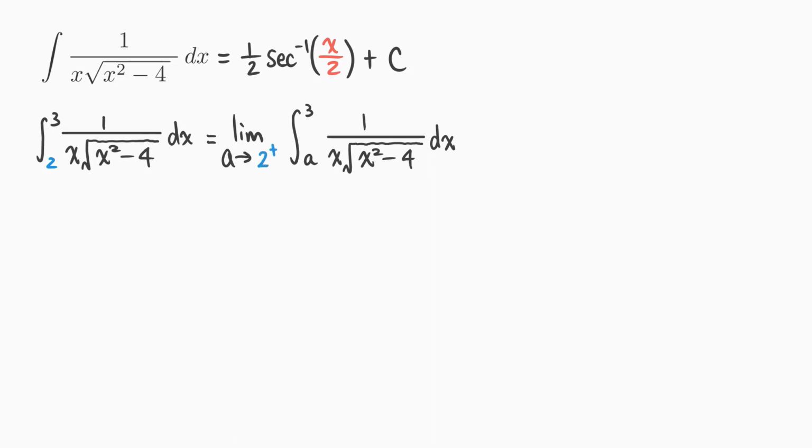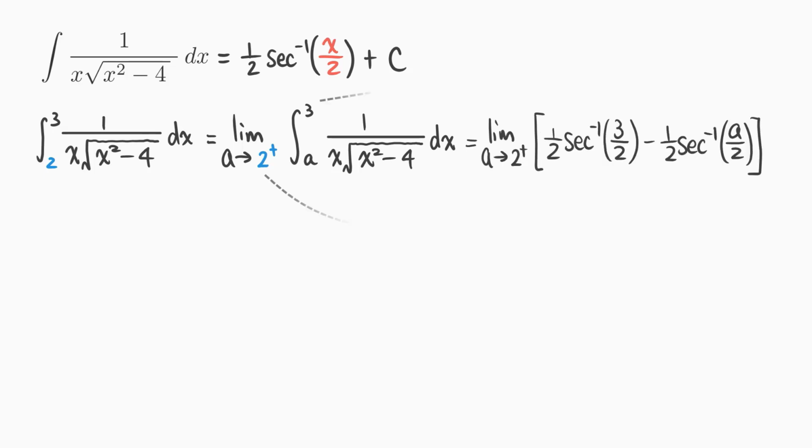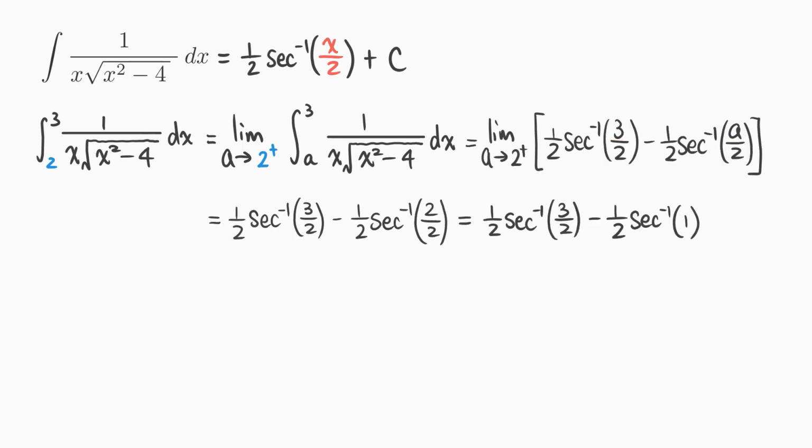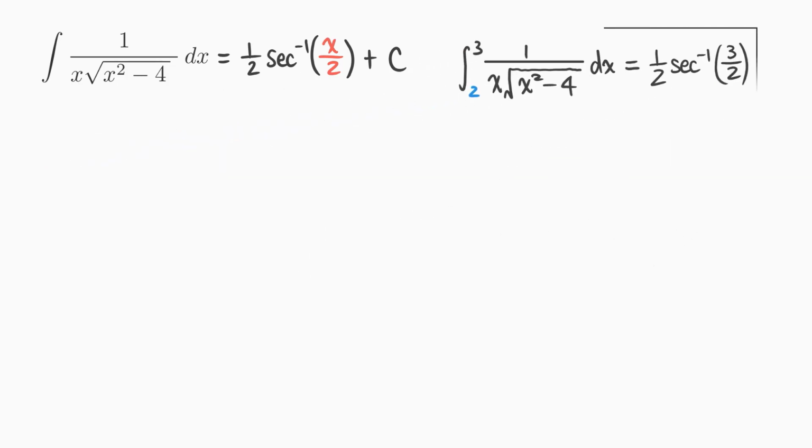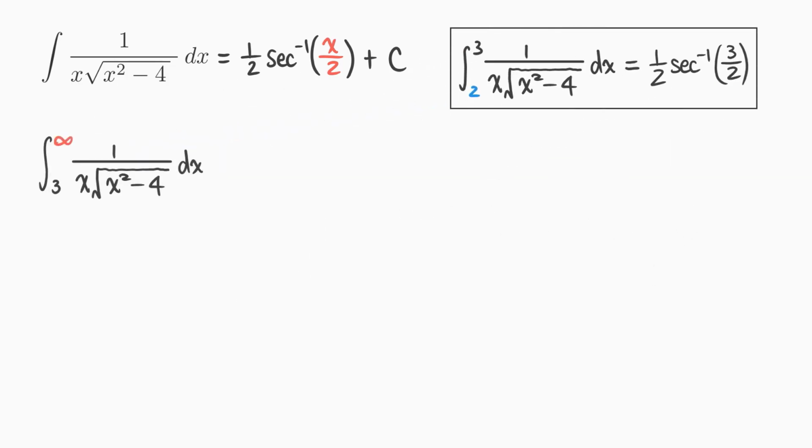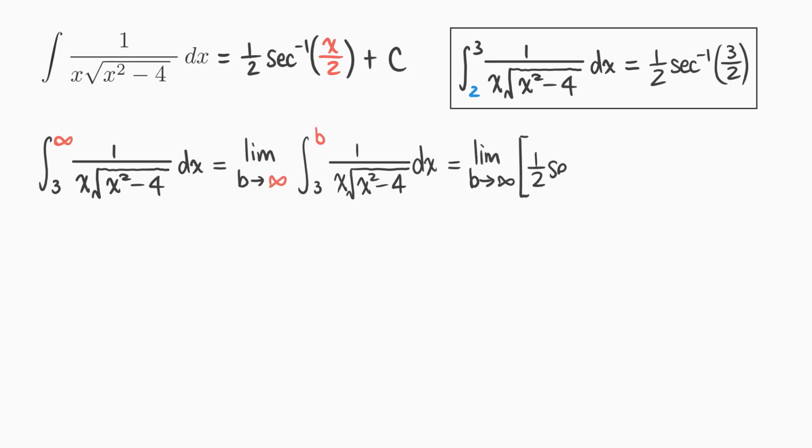Since we already got the antiderivative, we can plug in the a and the 3. See that the secant inverse of 1 is 0, so we get the answer 1/2 secant inverse of 3 over 2. Now let's compute the second integral from 3 to infinity. Again, we write it as a limit of a definite integral.